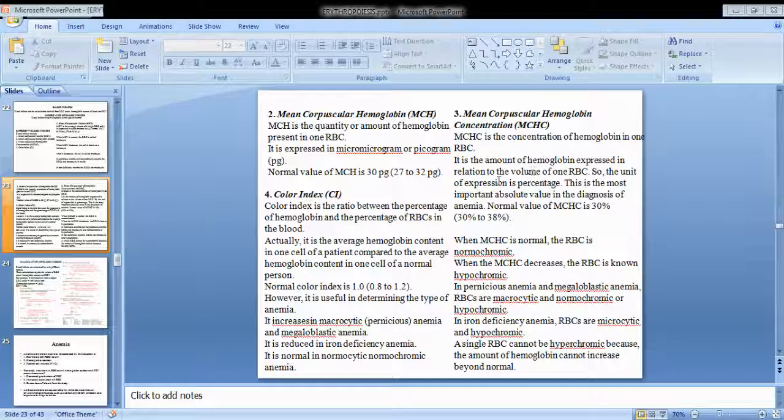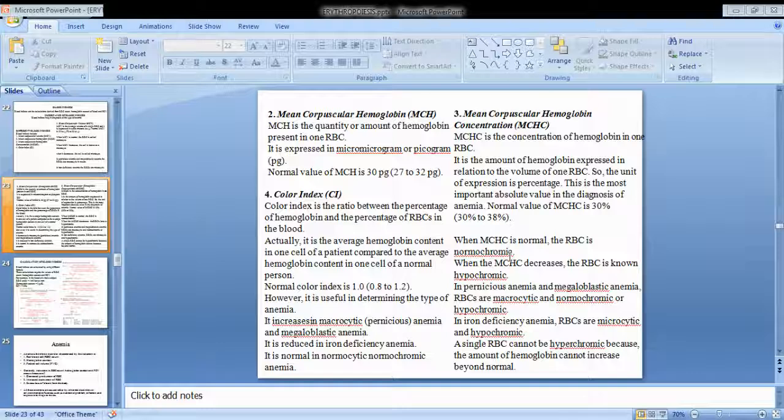It is the amount of hemoglobin expressed in relation to the volume, just like the A by G ratio. So it is an important absolute value in the diagnosis of anemia. So diagnosing anemia is very, very important. Normal value is 30%. When the MCHC is normal, the RBC is called normochromic.